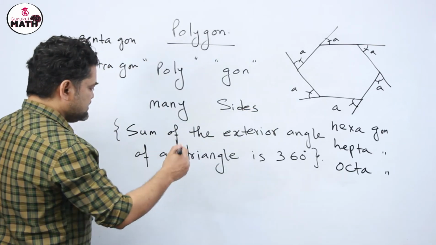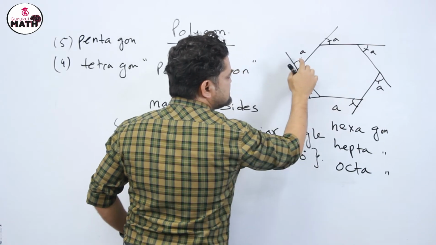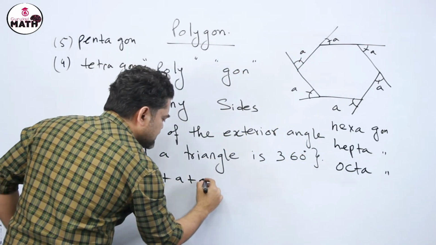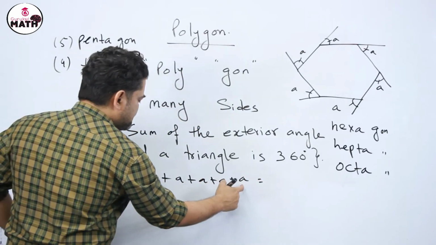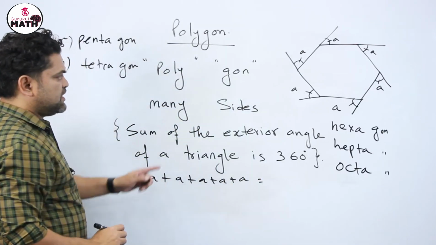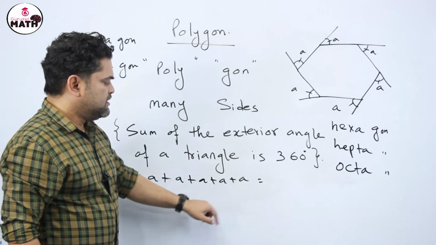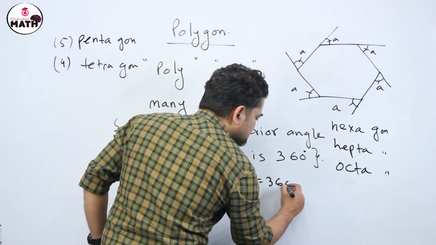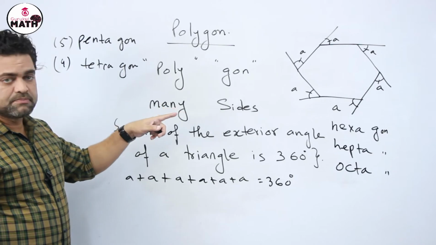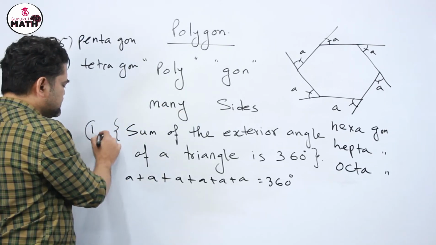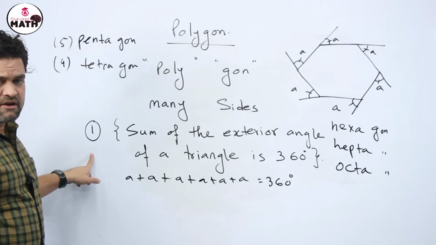So if I write here, how many a's are there? 1, 2, 3, 4, 5, 6, as it is a 6-sided figure. So a plus a plus a plus a, 1, 2, 3, 4, 5, so one a is missing. All the a's, the 6 a's I have written here, equal 360 degrees. You must remember this logic to solve polygon problems. This is the number 1 logic I am giving you in polygons. You must be very careful about this.